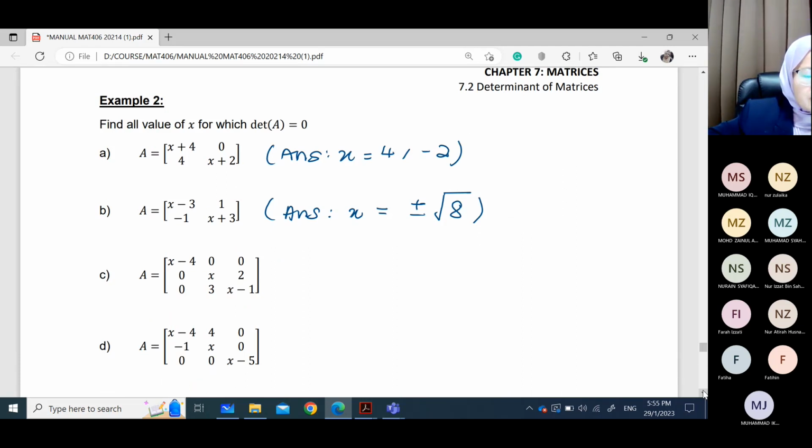Okay, so ni example 2. Find all values of x which determinant A is 0. Okay, so determinant A is 0. So this one, kalau untuk yang ni determinant dia adalah AD minus BC. Okay, so you bagi nilai x dia. Okay, so the determinant equal to 0. So this is the answer. Alright. Okay, so yang untuk C and D, you boleh guna cofactor ataupun diagonal expansion.